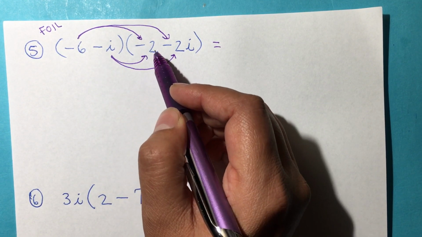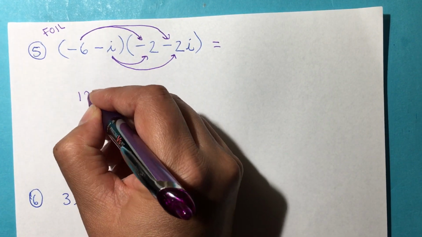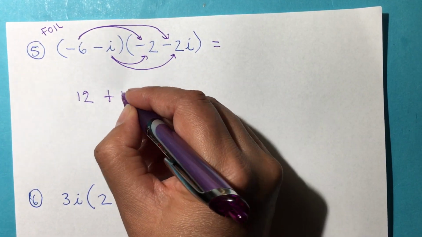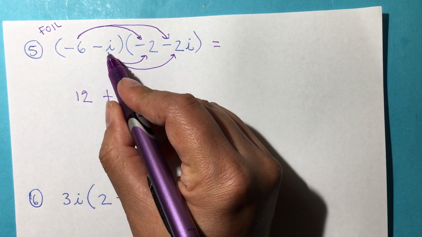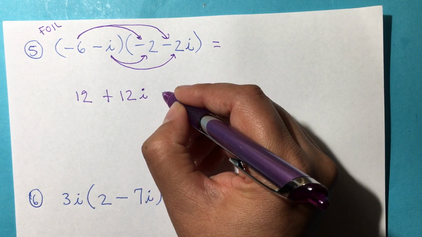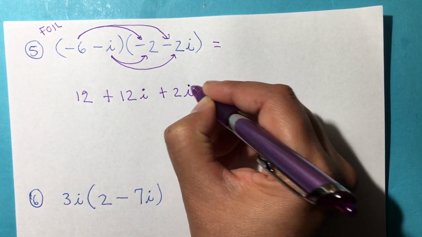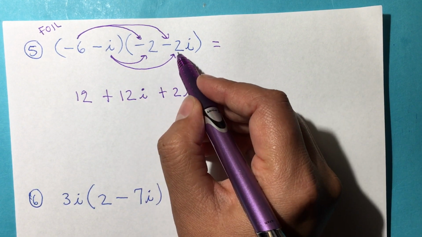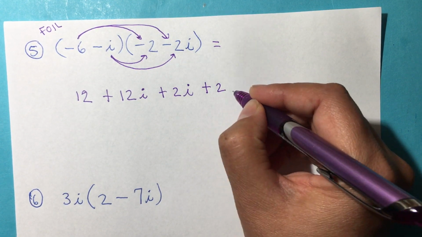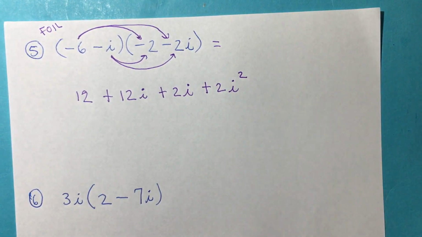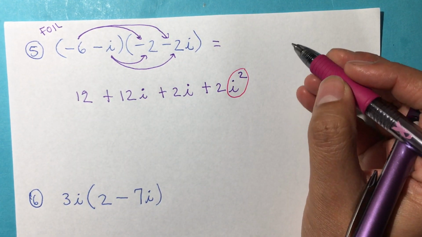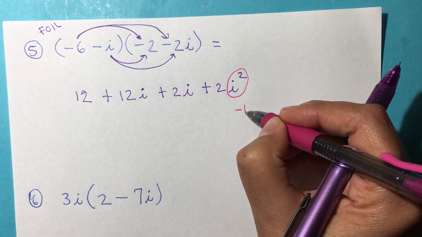Negative 6 times negative 2 is positive 12. Negative 6 times negative 2i is positive 12i. Now that second term, negative i times negative 2, is positive 2i. And negative i times negative 2i is positive, because negative times negative is positive, 2i squared. Again, we said that any time that you have i squared, i squared is a negative 1.